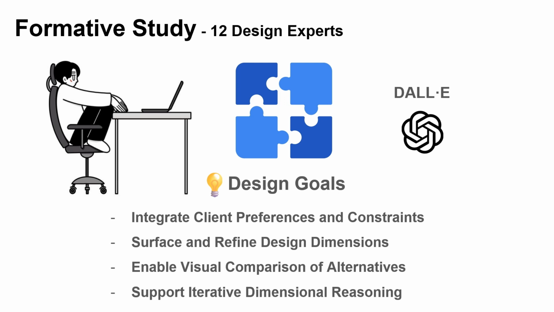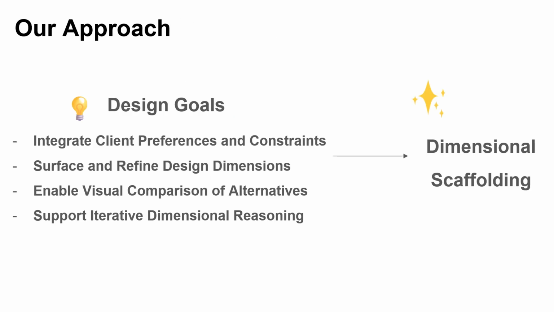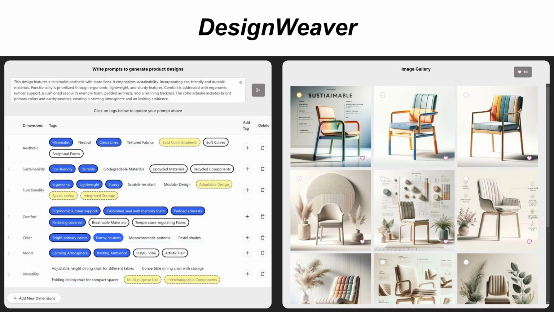From the study, we identified 4 key design goals: integrating client needs, surfacing important design dimensions, visually comparing alternatives, and supporting iterative exploration. These guidelines help novice designers navigate design decisions clearly and confidently. Informative study findings inspire us to devise dimensional scaffolding, a technique that extracts key design attributes from generated images and presents them in a structured way. Here we introduce DesignWeaver, a system that supports dimensional scaffolding.